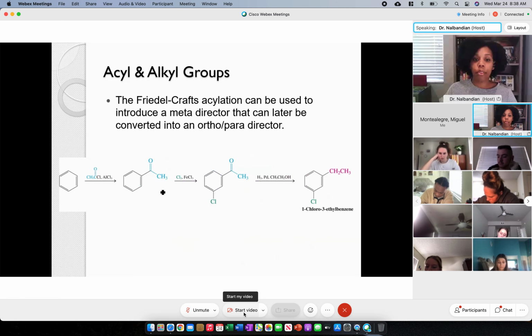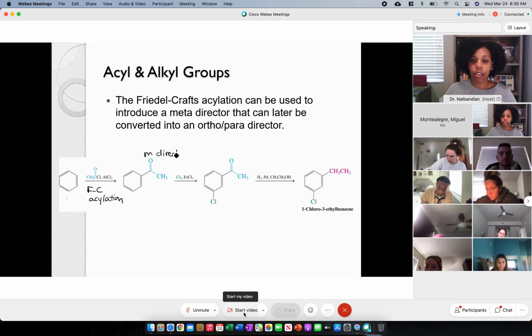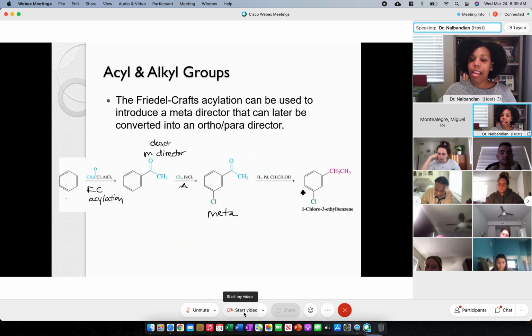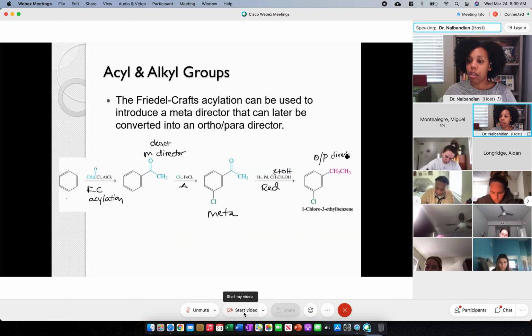All right, so why would we use our Friedel-Crafts acylation? So here we have our Friedel-Crafts acylation. We have our chlorination. What kind of a director is this? This is going to be a meta director. It's a deactivator. And so with this deactivator, we might need to heat it up to have the reaction go, but we can have it occur where these two groups are meta to one another. And then we can do our reduction. With our reduction here, they're using the palladium and ethanol, but we end up with this meta-disubstituted product where, again, both of these are ortho-para directors. Both of these are ortho-para directors, so we couldn't have done this otherwise.